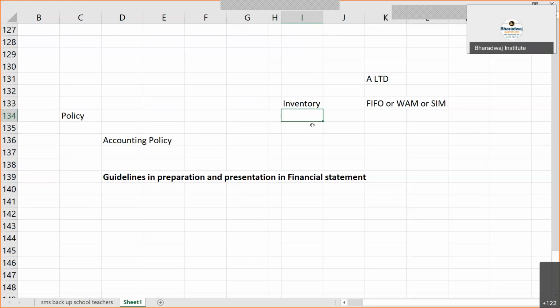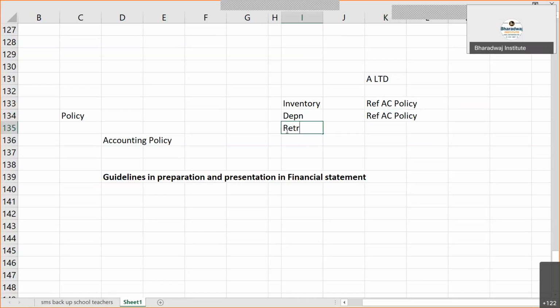You cannot simply say they will follow FIFO. You have to see the accounting policy. So refer the accounting policy. Okay. What about depreciation? Will they follow WDV or SLM? For income tax purpose, WDV is only allowed. But for the company's policy, will they follow WDV or SLM? Again, you will say refer accounting policy.